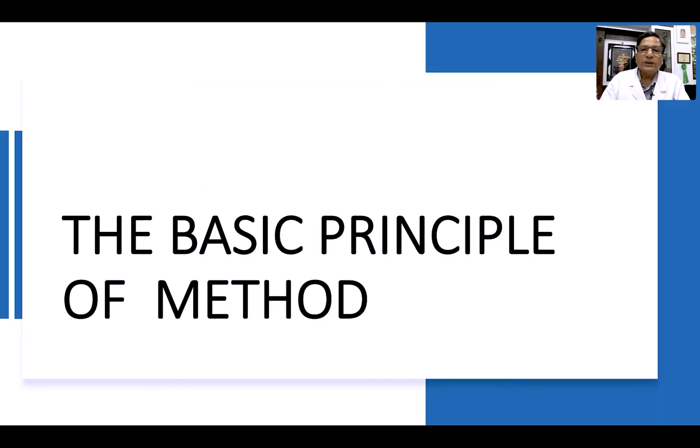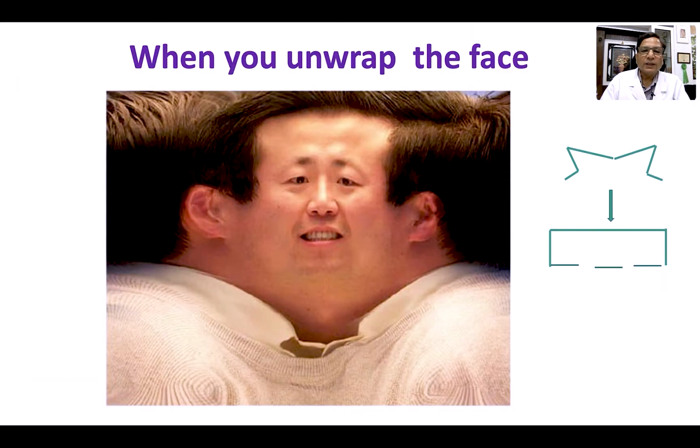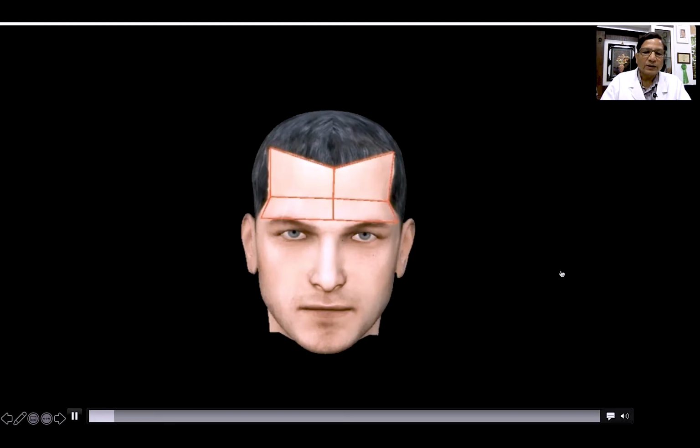The basic principle of my method is you need to understand the face is a 3D structure, and when you make it 2D, that means when you unwrap the face, the natural pattern of the hairline, which usually is W-shaped or M-shaped, whatever you call it, in three dimensions, it converts into a rectangle. Let's understand how it happens.